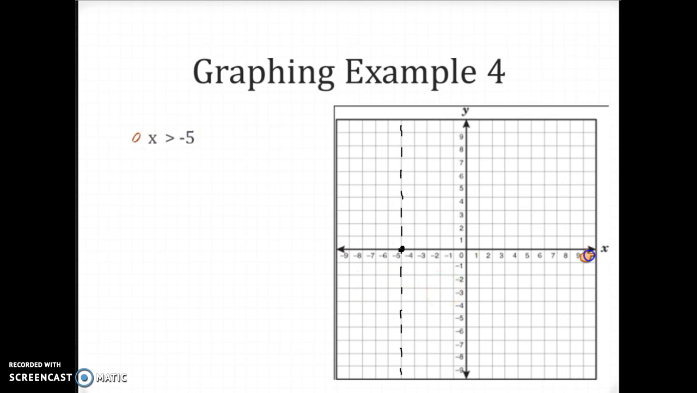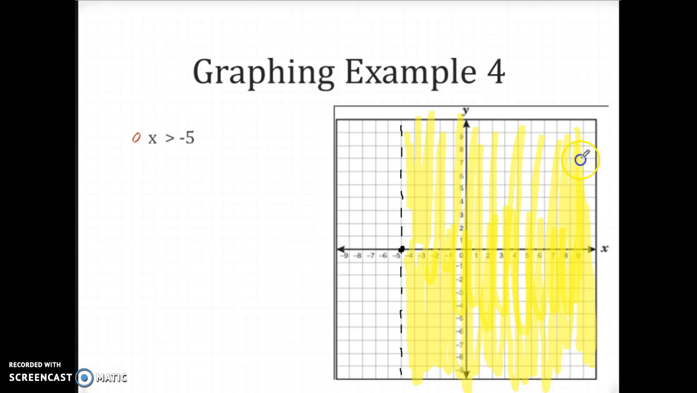Now the next part is showing that the values of x are greater than -5. So thinking on your x-axis, if here is -5, all of these numbers to the right are greater than -5. You can see it on that x-axis: -4, -3, -2, -1, 0, 1, 2, 3, and so on. So I want to shade everything that is greater than -5. Everything over here would be a solution. Since this is a dashed line, nothing on that line is going to be a solution, but everything to the right of it would be.